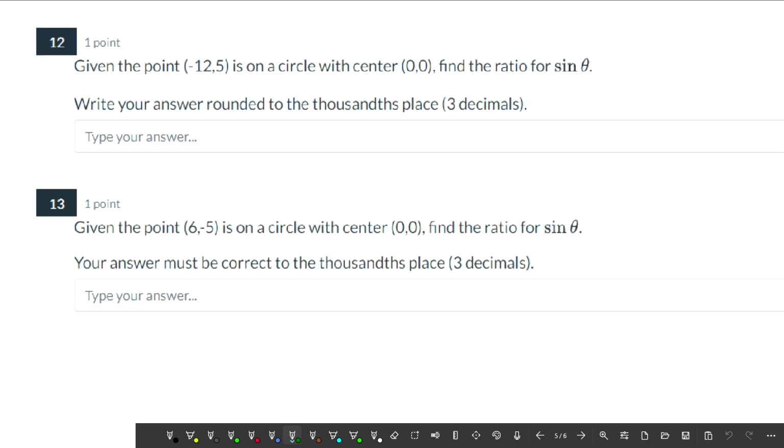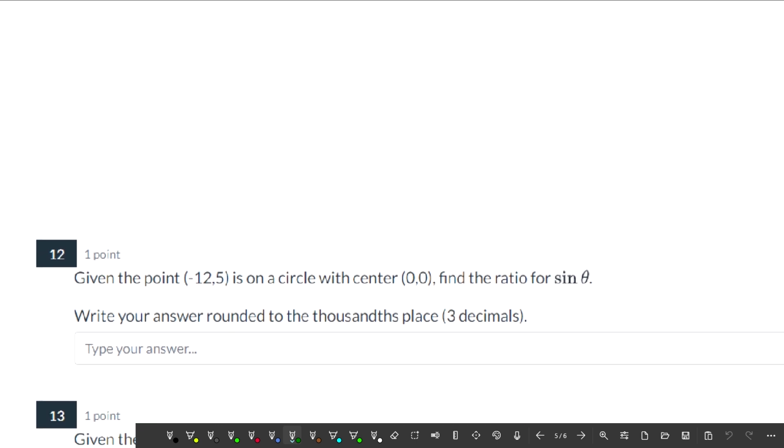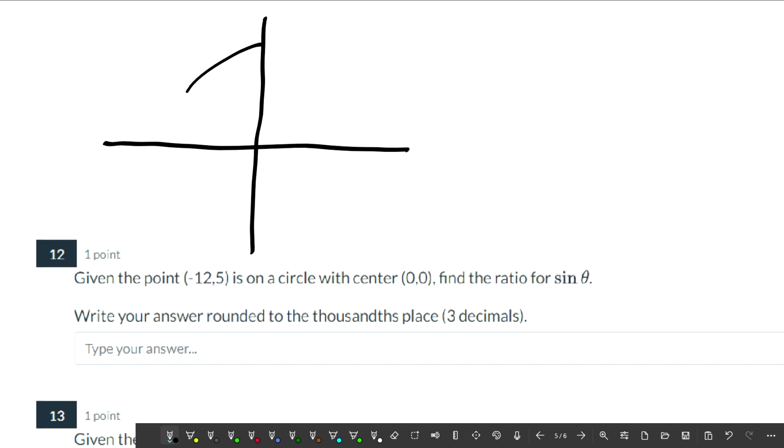Okay, number 12. Given the point negative 12 comma 5 is on the circle with center 0, 0, find the ratio for sine theta. All right, so this is one of those situations where we're going to draw a circle, something like that, and we have a point at negative 12 comma 5, which just means, it's a sketch, negative 12, 5, so we go left 12 and up 5, so something like this.